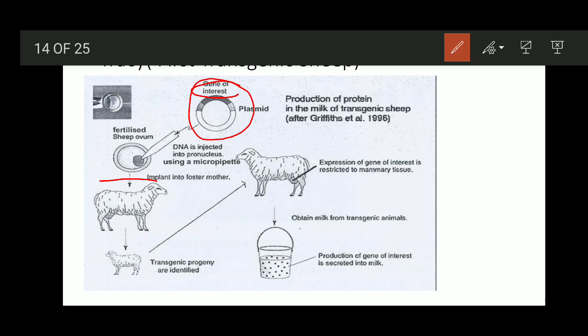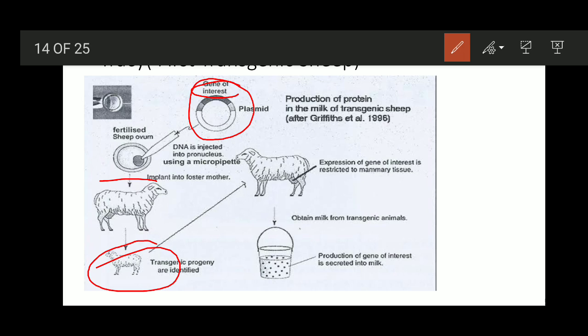Now this is implanted into the foster mother, which is nothing but the surrogate mother, and it is allowed to take up this DNA and produce the offspring. Because it is transferred when it is in the embryonic stage only, the offspring produced will possess the gene of interest in all the cells, and it is going to be expressed in the mammary cells only because it is placed beside the beta lactoglobulin promoter gene, right?